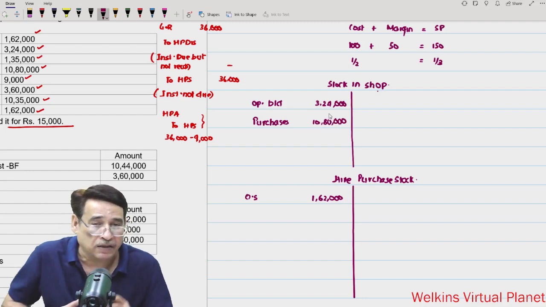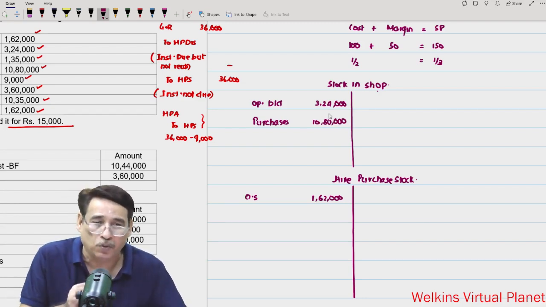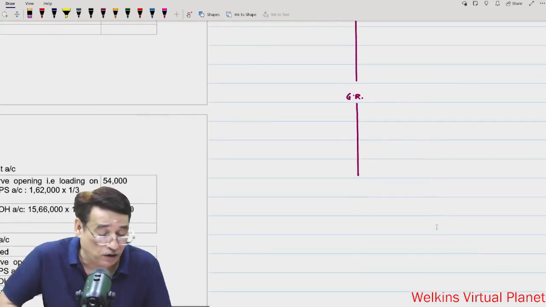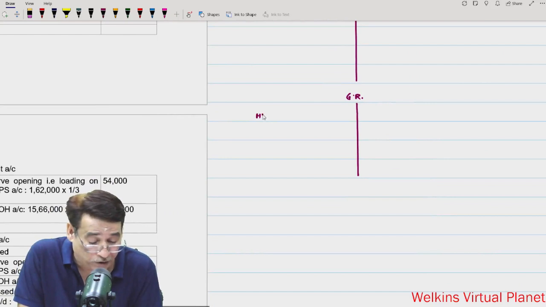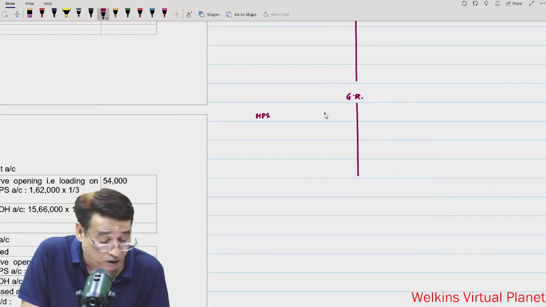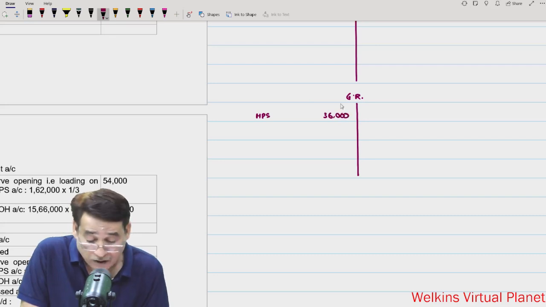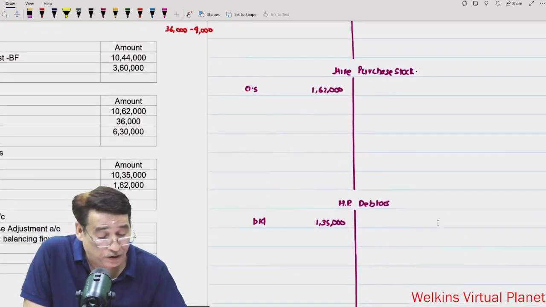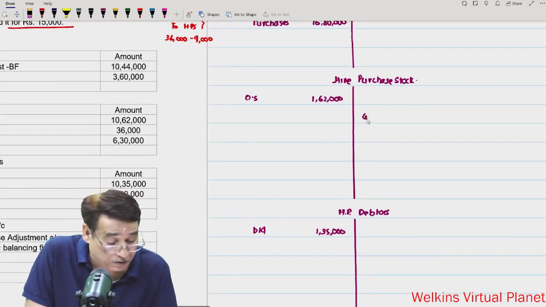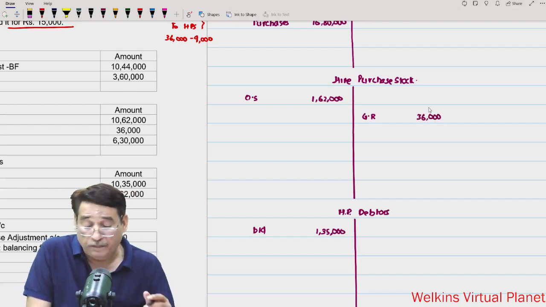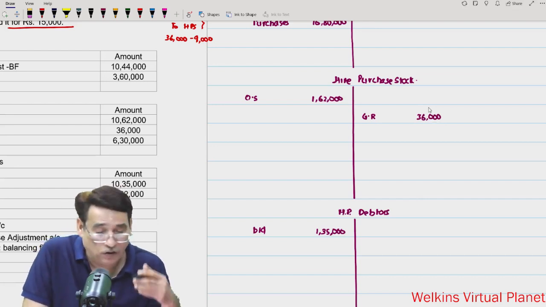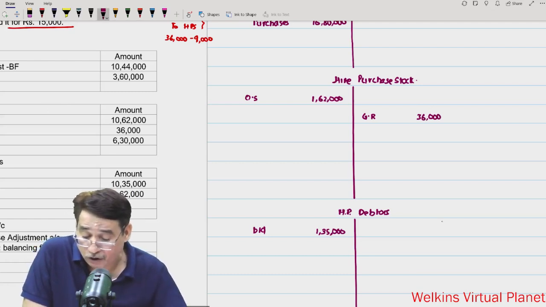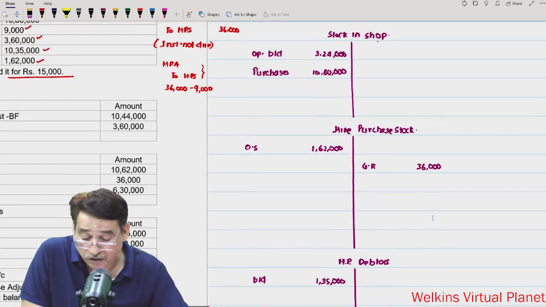Then goods repossessed. I told you in this case our entry will be goods repossessed account debit to hire purchase stock account. First of all, in goods repossessed, I will write to hire purchase stock, because this time installments are not due, 36,000. And while preparing hire purchase stock account, I will write here this time goods repossessed, installment not due, 36,000. Then there is loss 27,000. This loss we are going to debit later on when we are going to prepare what we call a hire purchase adjustment account. Correct.